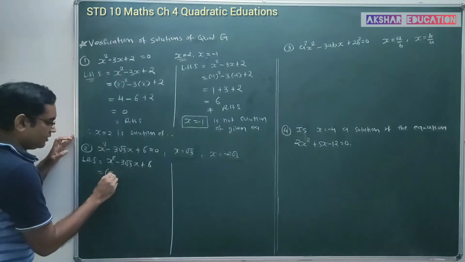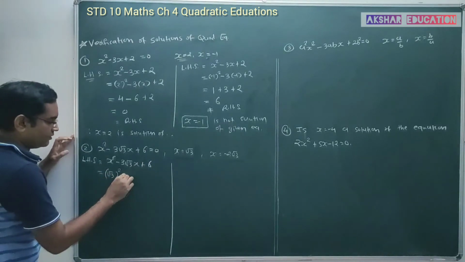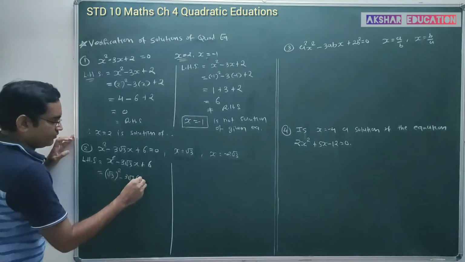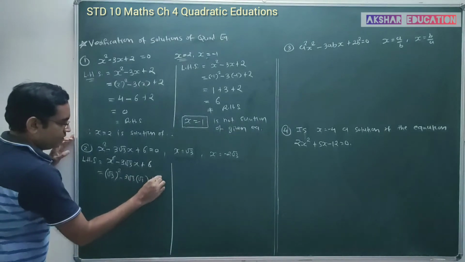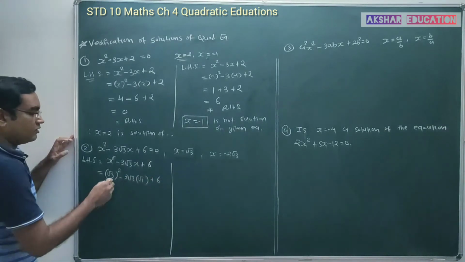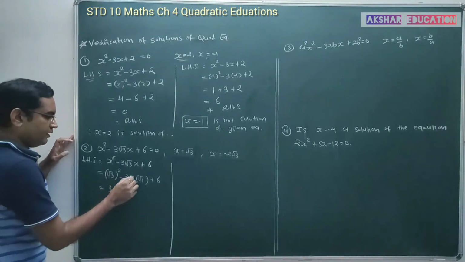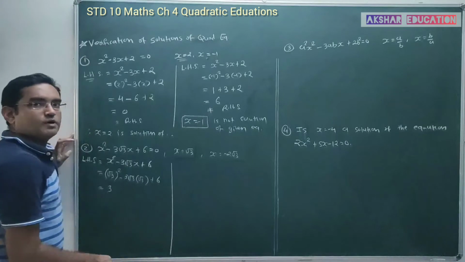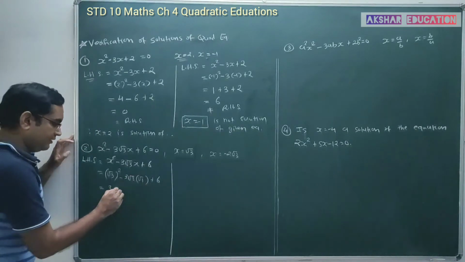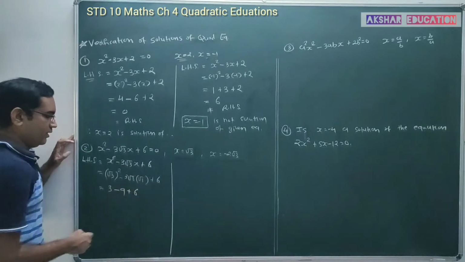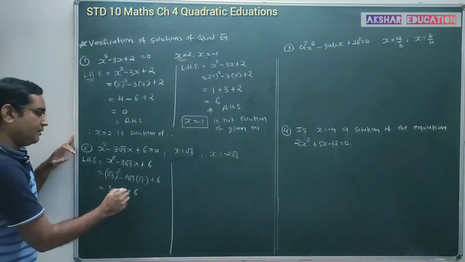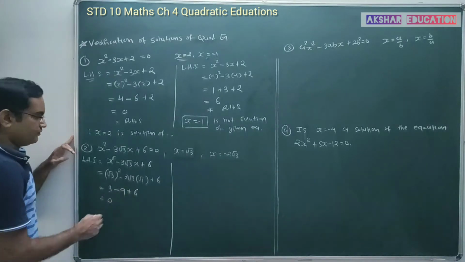So it's root 3 whole square minus 3 root 3 into root 3 plus 6. So root 3 square is 3. Here 3 into root 3 into root 3, root cancels, so 3 3 is 9. So minus 9 plus 6. So 3 plus 6, 9 minus 9 equal to 0.